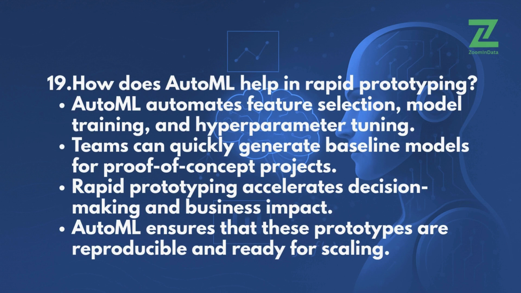How does AutoML help in rapid prototyping? AutoML automates feature selection, model training, and hyperparameter tuning. Teams can quickly generate baseline models for proof-of-concept projects. Rapid prototyping accelerates decision-making and business impact. AutoML ensures that these prototypes are reproducible and ready for scaling.